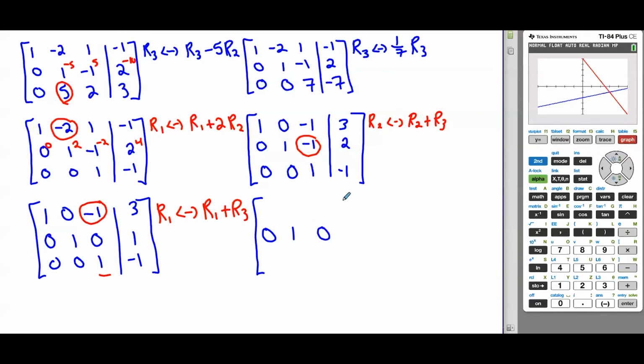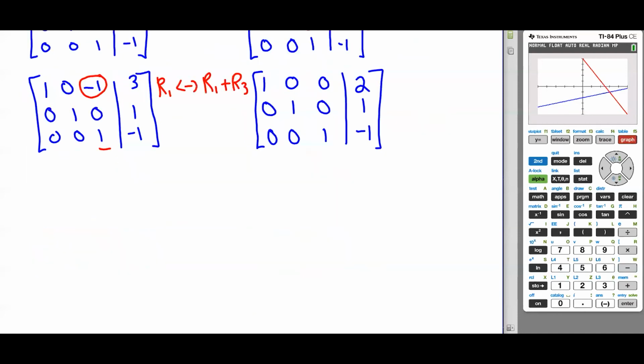So row 2 stays the same. Row 3 stays the same. And row 1 is going to change. I'm adding row 3. So 1 plus 0 is 1. 0 plus 0 is 0. -1 plus 1 is 0. And 3 plus -1 is 2. Okay. So once I've got to this point, I'm done.